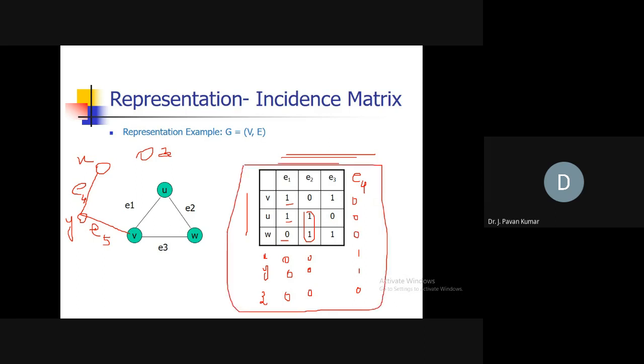This particular matrix is based on the incidence of the vertices with respect to the edges. So we can consider this as the incidence matrix. Okay, this we call the incidence matrix.